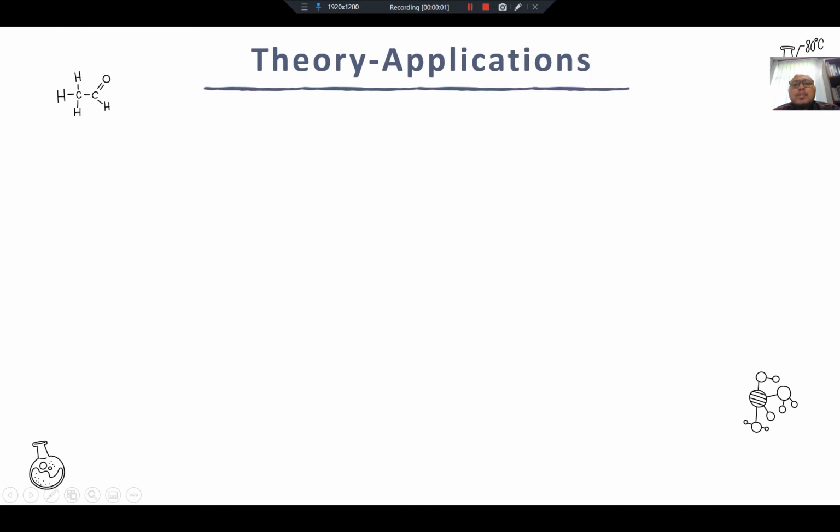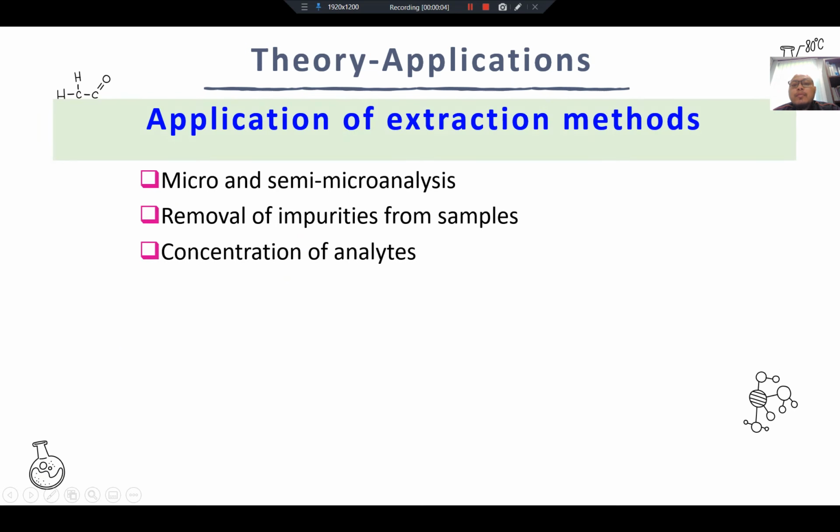Alright, the next one is the application. There's a lot of application of extraction methods. Okay, micro and semi-micro analysis. Usually in the extraction method, we focus on the micro or semi-micro analysis. Not necessarily do you want to focus on the micro trace level. Sometimes you want to look at the semi-micro analysis.